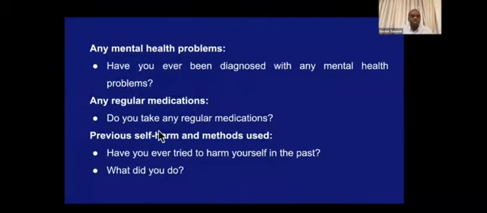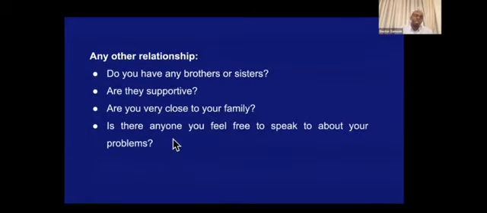So previous self-harm we have asked already, and what exactly was done. Again, it was taking paracetamol tablets. We have to find out how many paracetamol tablets were taken. Any other relationship? Do you have any brothers or sisters? Are they supportive? Do they know you're in hospital? If you were to go home now, where would you go? Have you informed anyone?